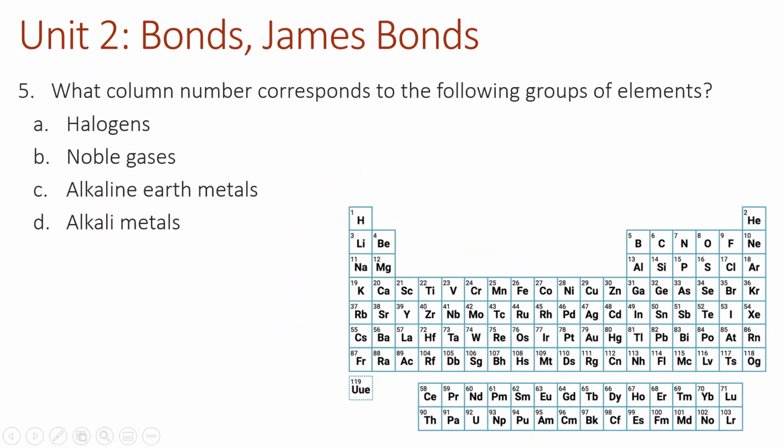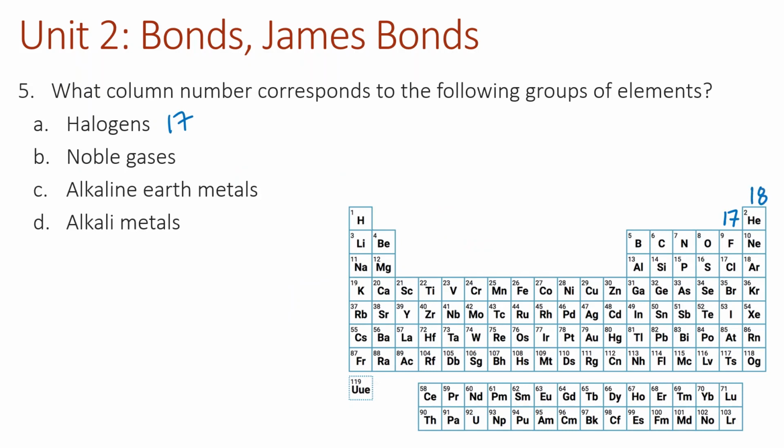So what column corresponds to the following groups of elements? Our halogens are going to be column 17 here. So this includes fluorine, chlorine, bromine. All of those are considered halogens.